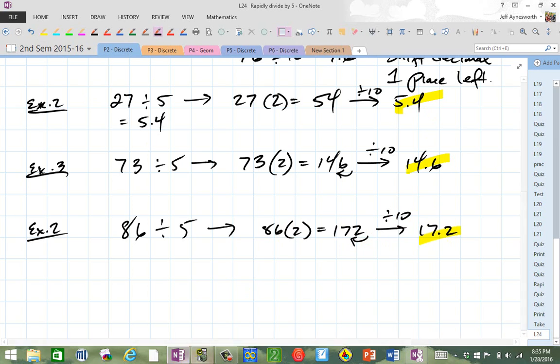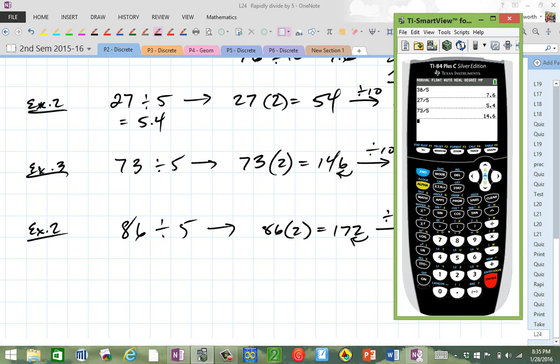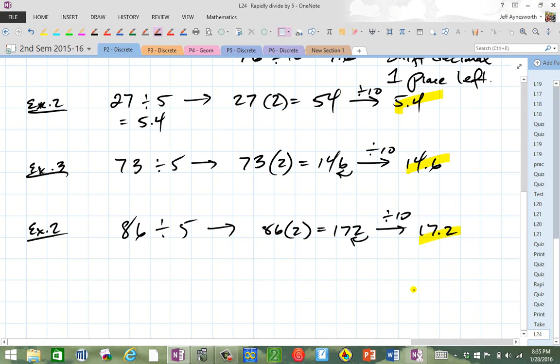Now check it. All right, be wise and check your answers. Okay, so take 86 divided by 5, hit the equal button, 17.2, and that's what I came up with. You guys, if you just practice this, this is example 4, a few more times, like maybe 20 more times in your head and check it with your calculator, well, you might get really good, okay?